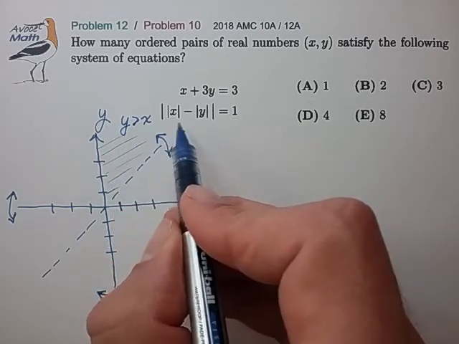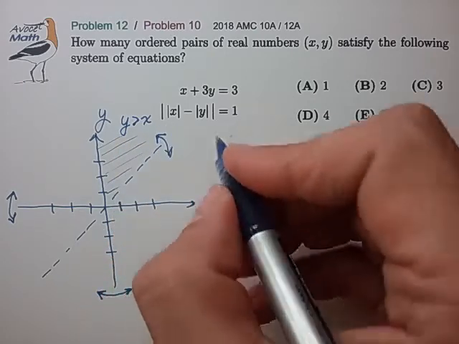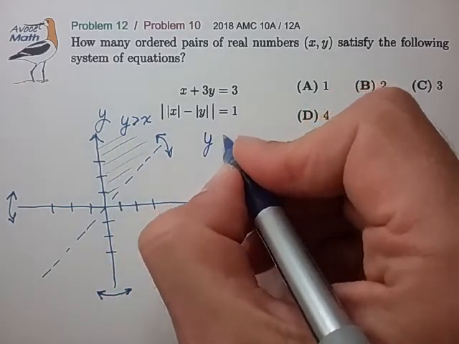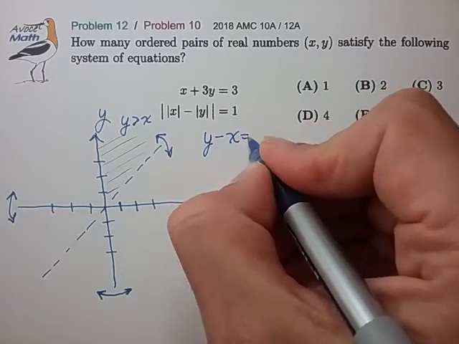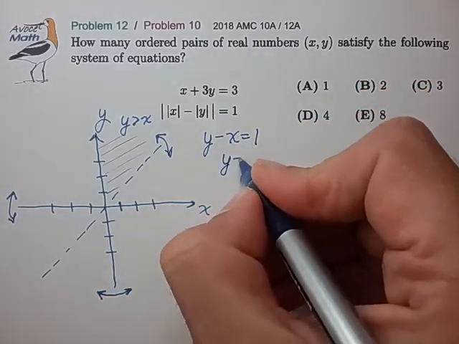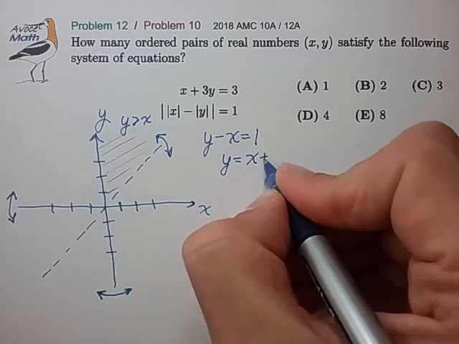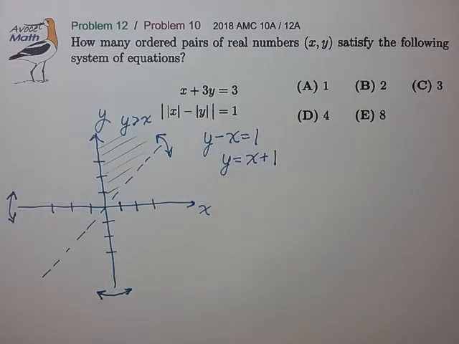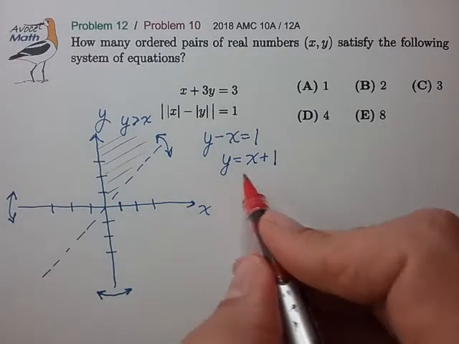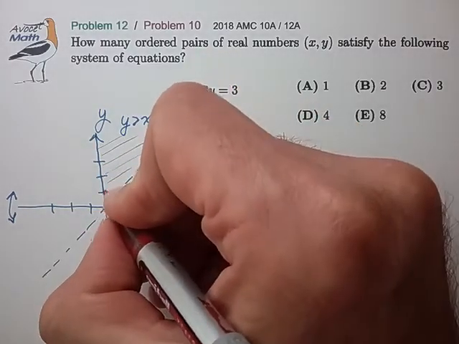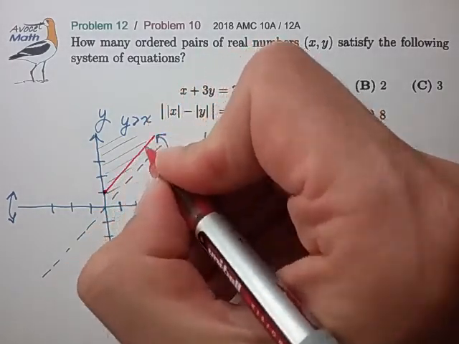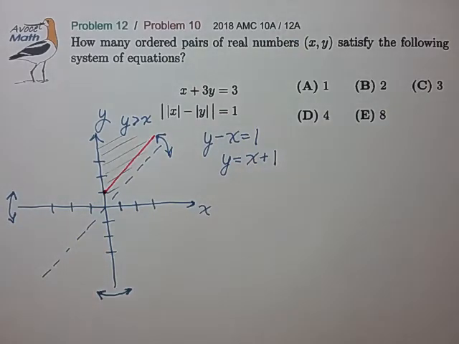And given this constraint, we find that this equation with the absolute value signs reduces to y minus x is equal to 1, or y is equal to x plus 1. And that's pretty simple to graph. This line just looks like this line segment in our chosen region.